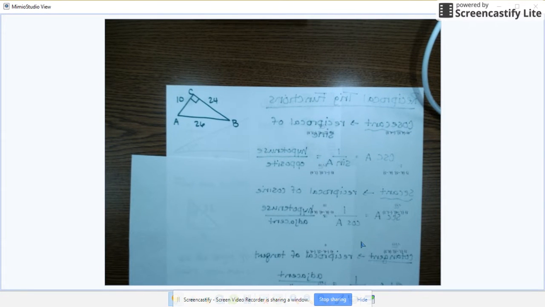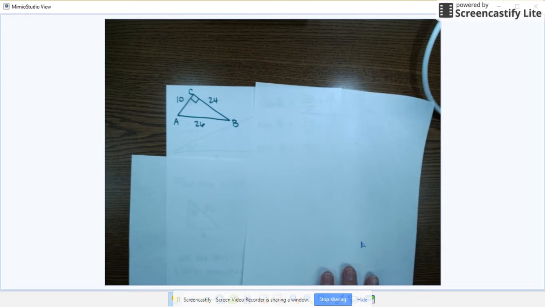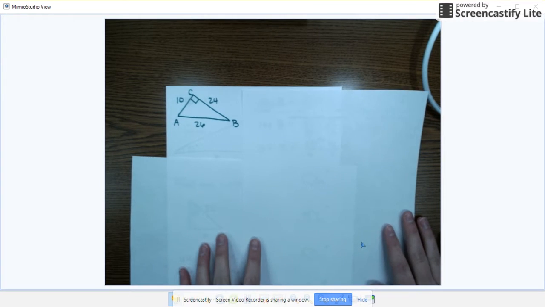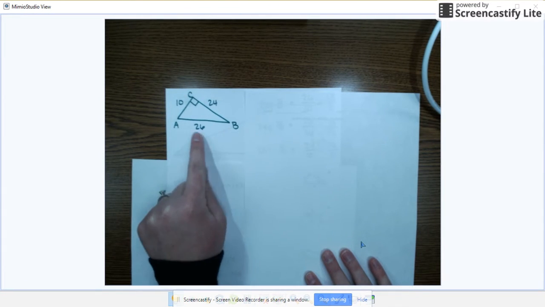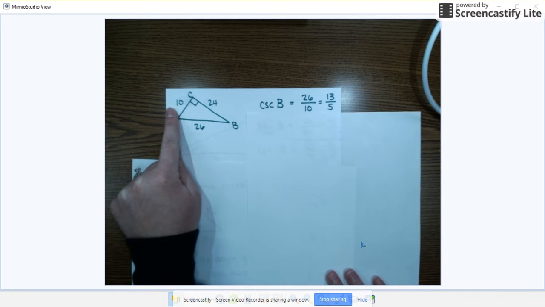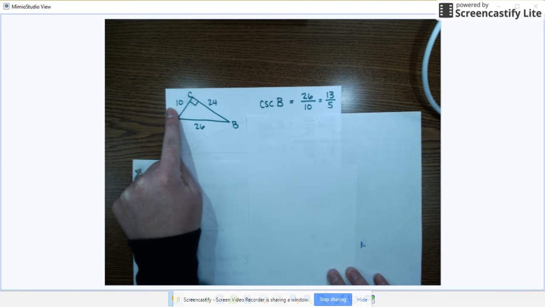that we are going to use to try to find some missing trig ratios. So if we want to find the cosecant of B, we're using angle B. Cosecant, remember, is the inverse of sine. So it would be hypotenuse over opposite. So 26 over 10, which simplifies to 13 over 5.